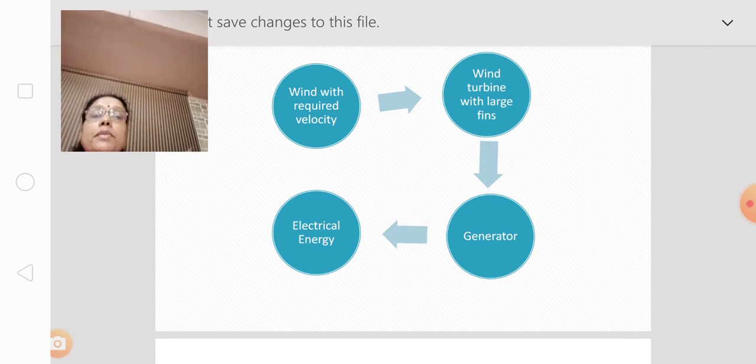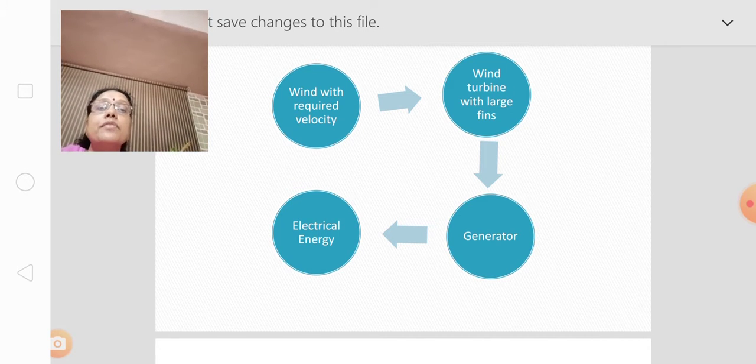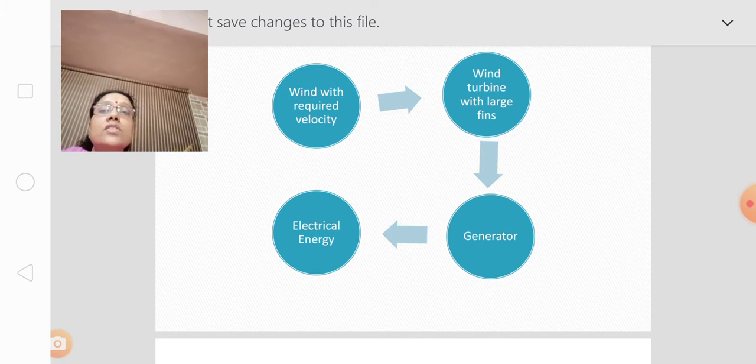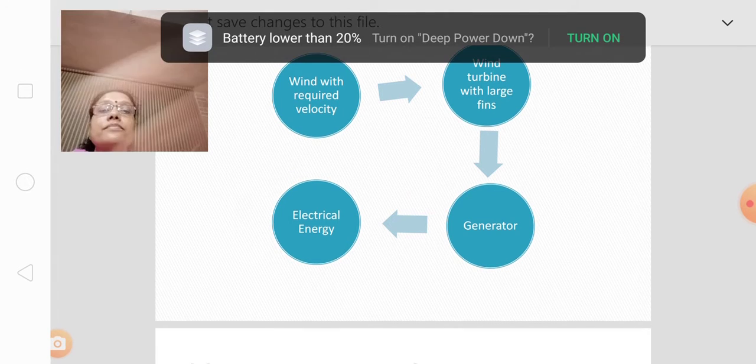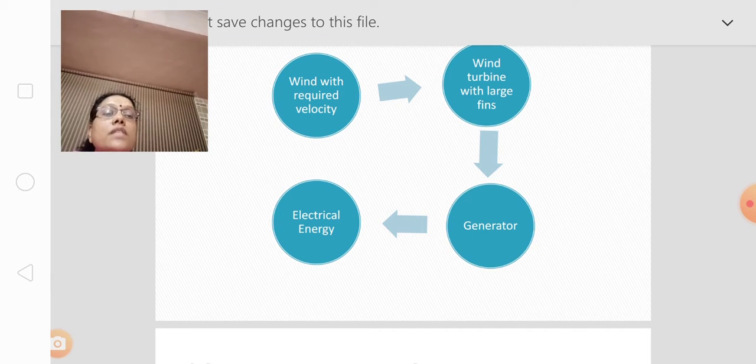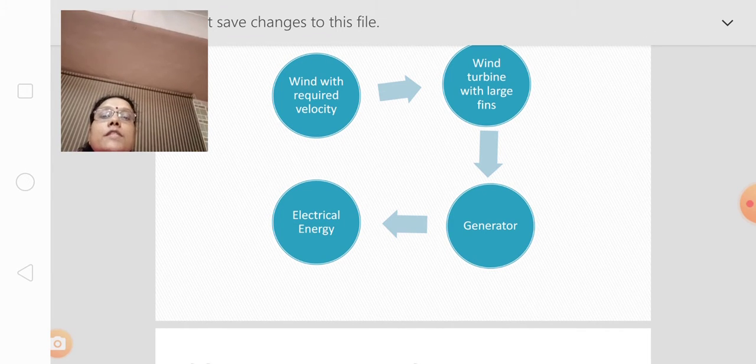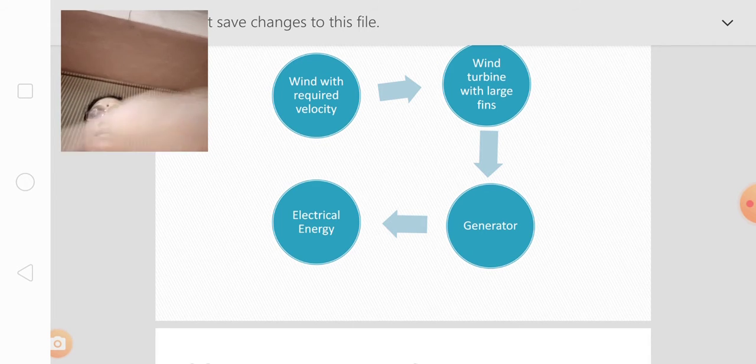The wind energy can be used for electrical generation. The machine which converts the kinetic energy of the wind to electrical energy is known as a wind turbine. As the wind strikes the blades of the turbine, the blades rotate. The axle of the turbine is connected to the electric generator through a gearbox. The function of the gearbox is to increase the rotations per unit time. The rotating blades drive the turbine and the turbine in turn drives the generator to generate electricity. So this is the working of it.